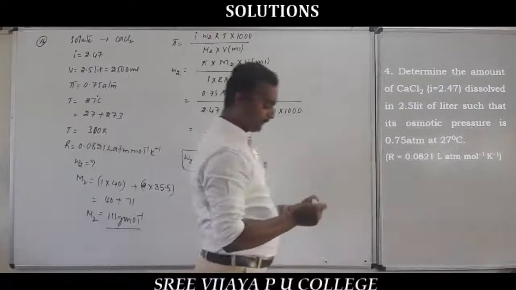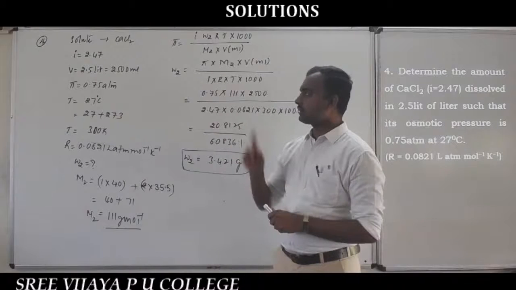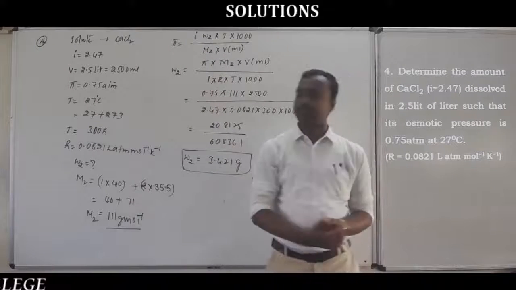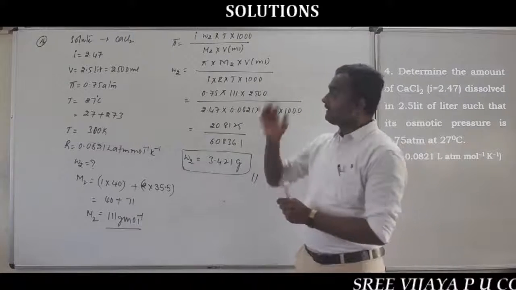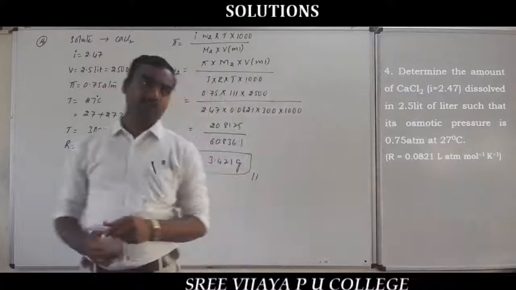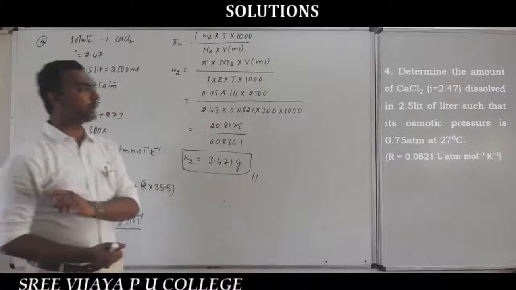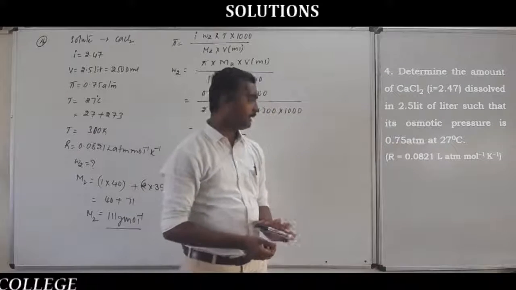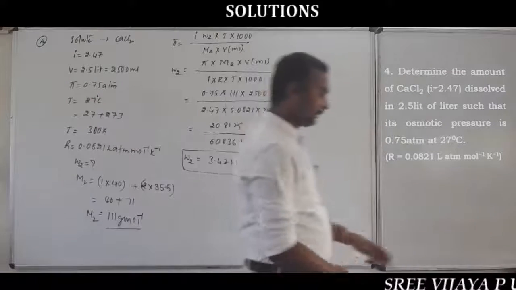So in the given problem, there is a new factor, that is the i factor, which is also introduced. Since the i value is given, we have to introduce the i value. The modified equation: the common equation is π = W2 RT into 1000 divided by M2 into V in ml. This is the common equation for osmotic pressure. But for the modified equation you have to multiply by i, that is the i factor. So the answer is that 3.421 gram of calcium chloride can be dissolved in 2.5 liter of solution so that we get the osmotic pressure 0.75 at a temperature of 27 degrees Celsius. So that's about problem number 4. Let's move on to problem number 5.